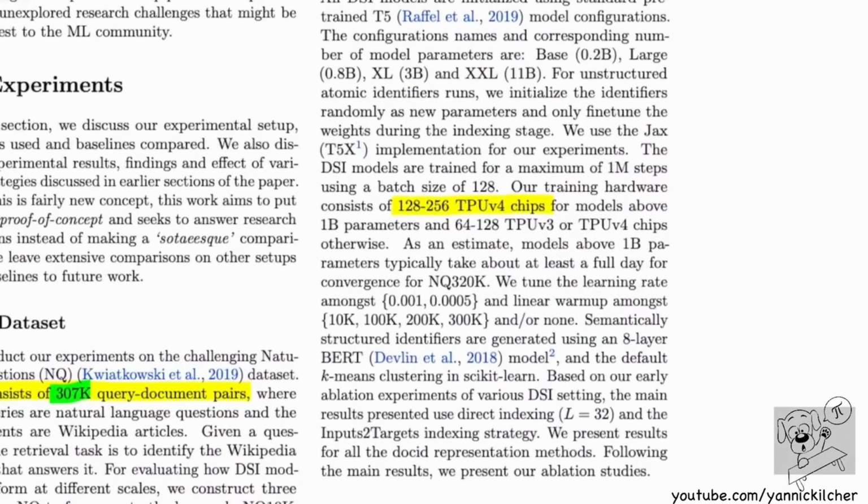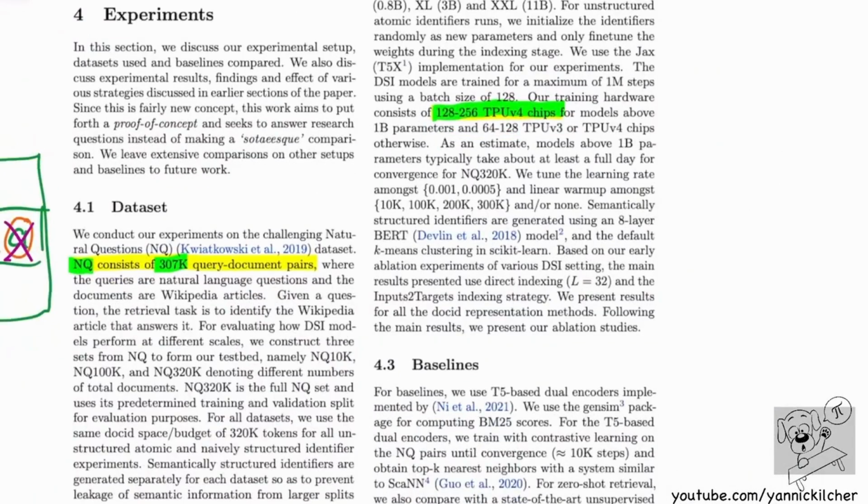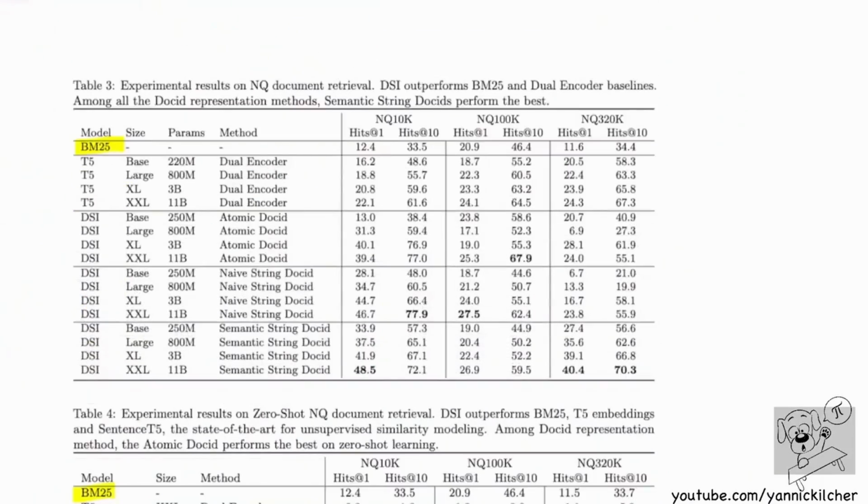The training regimen seems pretty decent. So it's Google Research, so they have the big chips. Yeah, T5 isn't exactly a small model.